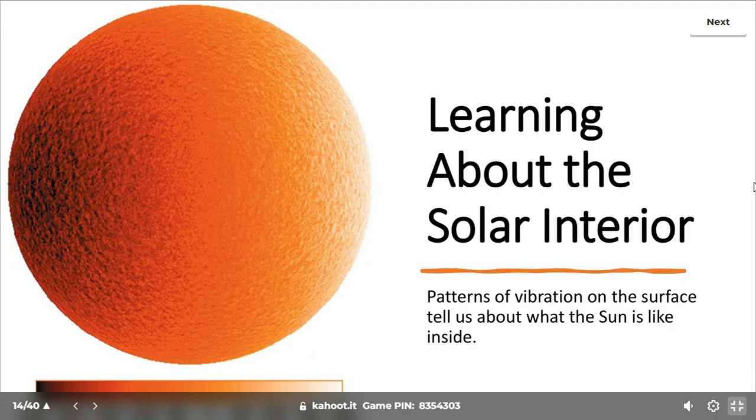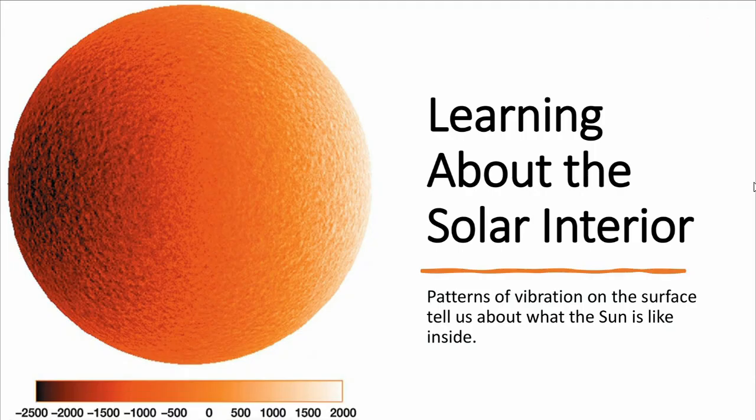So this is a map of vibrations moving across the surface of the sun, and by studying these patterns we can tell what the material is made out of, what temperature it is, and use that to infer what's going on underneath of it.